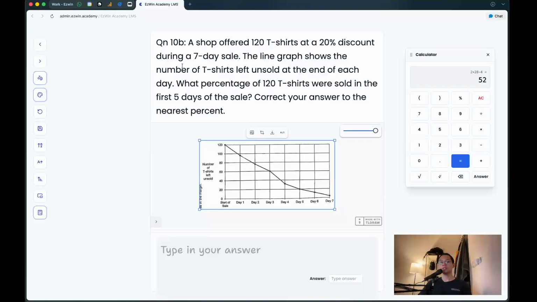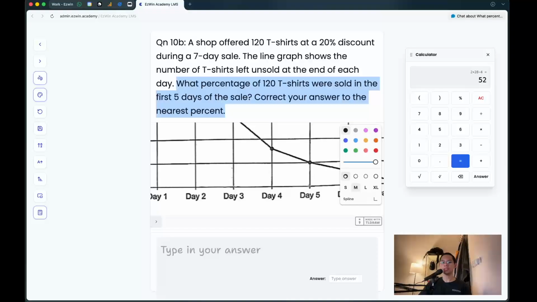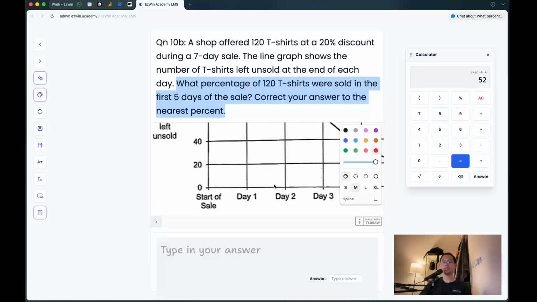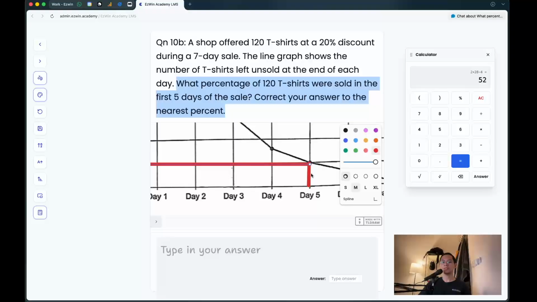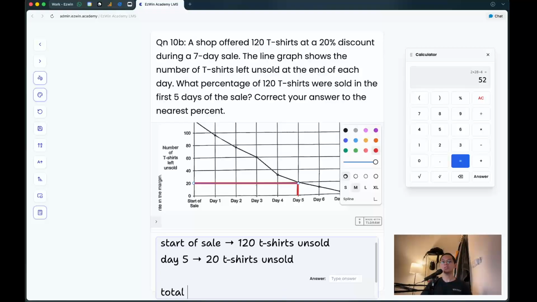Day 4. So part B over here, what percentage of 120 t-shirts was sold in the first 5 days of the sale? Correct your answer to the nearest percent. So we need to look at day 5 in this case. Day 5, I'm just going to highlight in red. On day 5, we have 20 t-shirts unsold. We know that at the start of the sale, we have a total of 120 t-shirts. So total t-shirts sold is basically 120 minus 20.